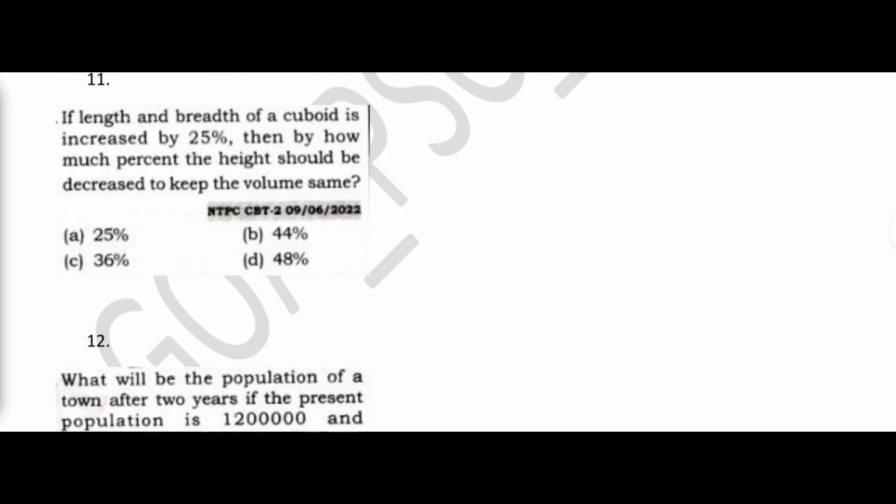Okay, if the length and breadth of a cuboid, I will show you this. What do we know about the volume of a cuboid? Volume is nothing but LBH. If the length and breadth of a cuboid is increased by 25%, then by how much percent the height should be changed? Height should be decreased to keep the volume same. We are keeping the volume same as 1.